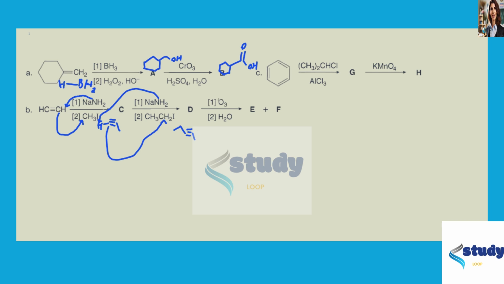And now we're taking ozone and water, which is going to do ozonolysis. What that does is it is going to cleave in between this triple bond, oxidatively cleave through this triple bond to give us two carboxylic acids, one having one carbon, one having two carbons. So E will have that one carbon carboxylic acid. F will have the two carbon carboxylic acid.